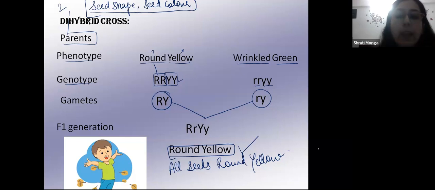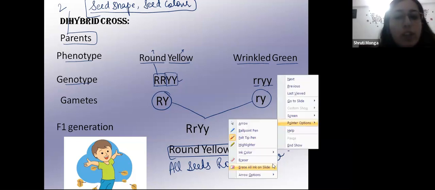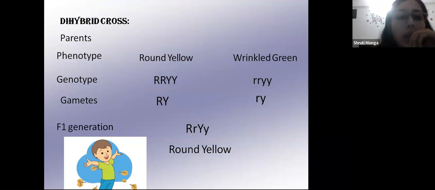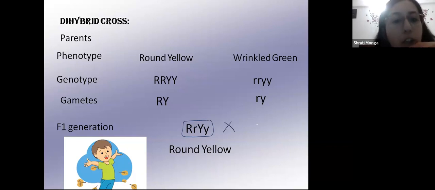Okay. Now we will be moving to the F2 generation. This F1 generation will become the parent for the next generation. So again there is self-pollination with these F1 generation seeds. Cross will be made between the same seeds of the F1 generation. So these have become the parent for the next generation. You will write parent here.